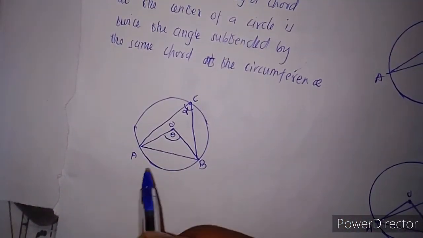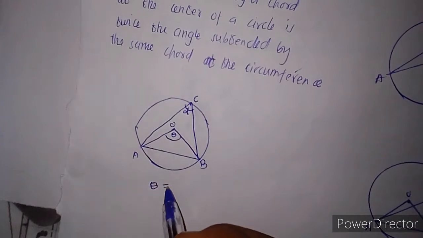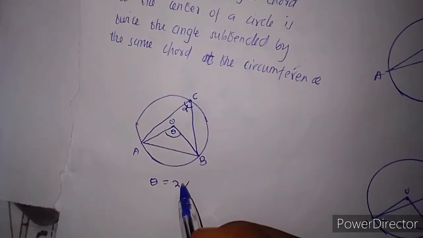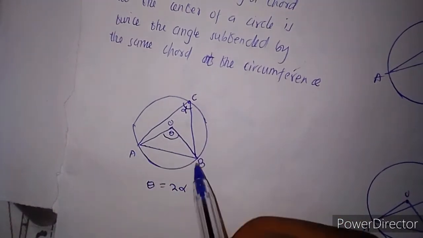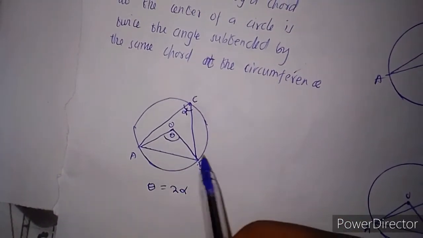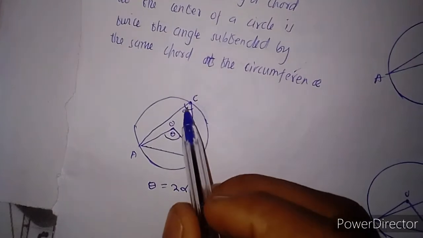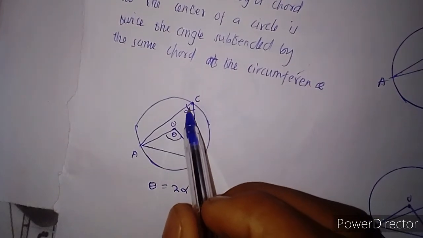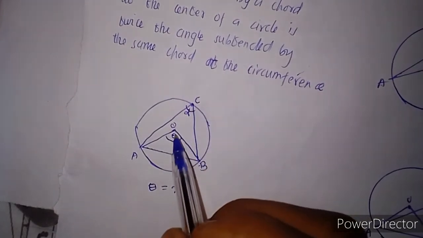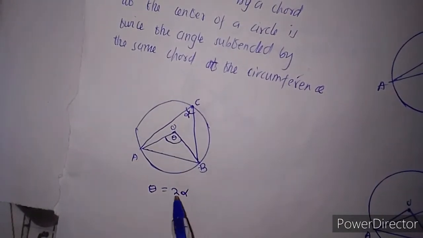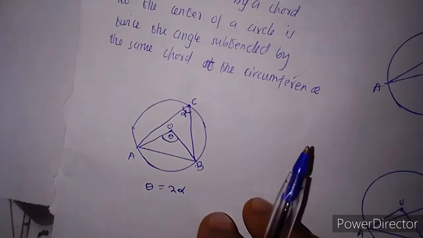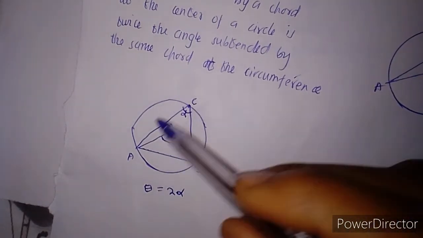The theorem is saying that this theta is equal to 2 of this alpha. You understand? So you see, this is the same chord subtending an angle at the center and subtending an angle at the circumference. So the angle at the circumference is half the angle at the center, or the angle at the center is 2 times the angle at the circumference, because it's bigger.